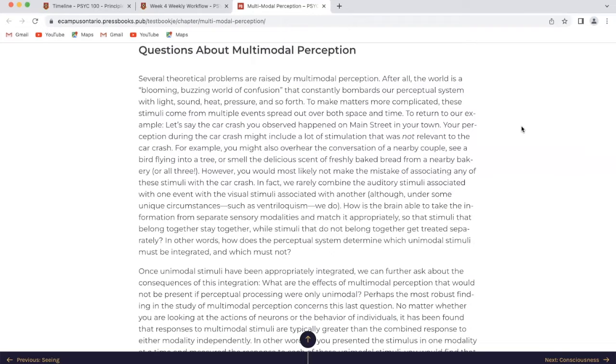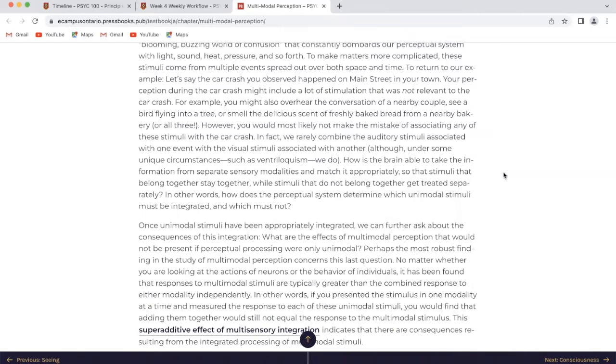To return to our example, let's say the car crash you observed happened on Main Street in your town. Your perception during the car crash might include a lot of stimulation that was not relevant to the car crash. For example, you might also overhear the conversation of a nearby couple, see a bird flying into a tree, or smell the delicious scent of freshly baked bread from a nearby bakery, or all three. However, you would most likely not make the mistake of associating any of these stimuli with the car crash. In fact, we rarely combine the auditory stimuli associated with one event with a visual stimulus associated with another.